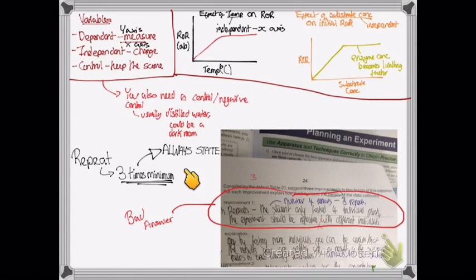This will get you a lot of marks in reliability and validity questions. If you state "repeat the experiment," you will not get the mark. If you state "repeat the experiment a minimum of 3 times," you will get the mark. You might not believe me, so I've literally put in a picture from a practice paper based on our specification.